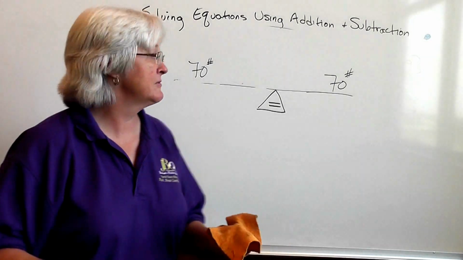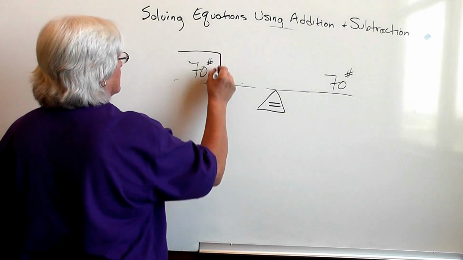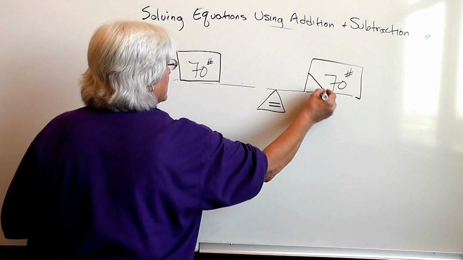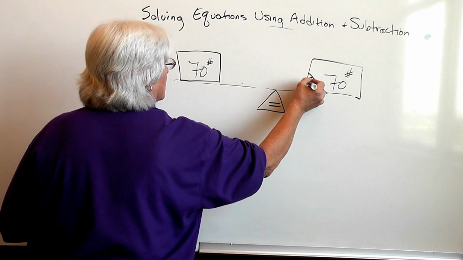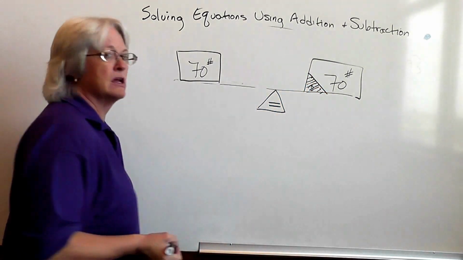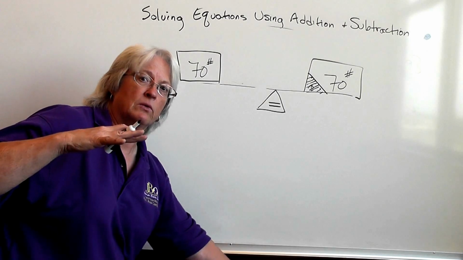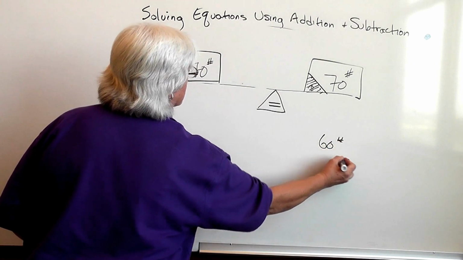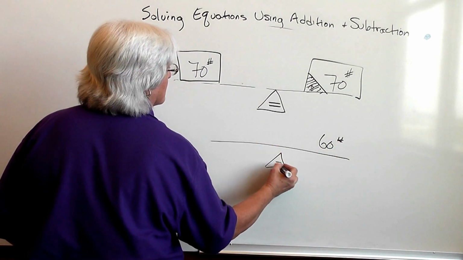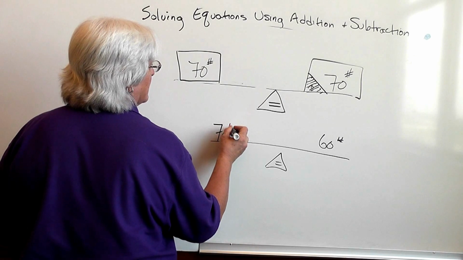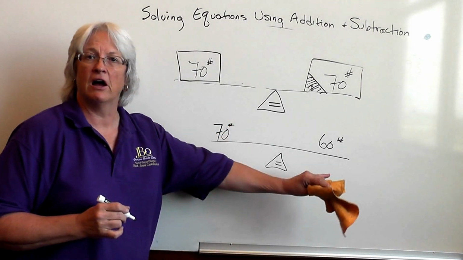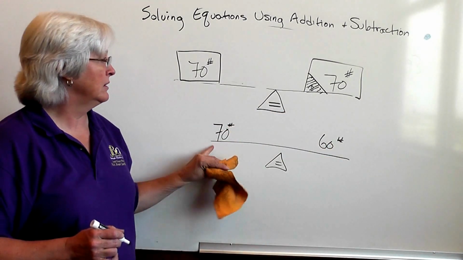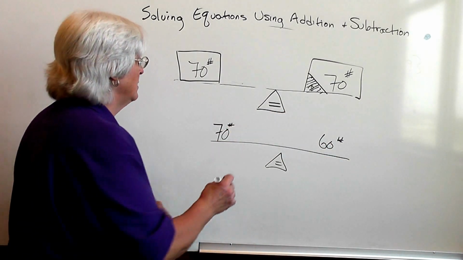What happens if, here's my rectangle, what happens if we take out a chunk of that, it's 10 pounds. We've subtracted it. So we now have 60 pounds over here, and we have 70 pounds over here. I drew this where it's balanced. Well, it's not balanced. How can we bring it back into balance?